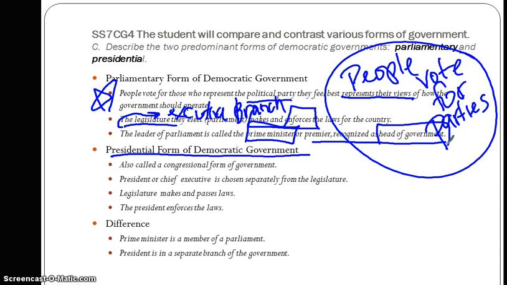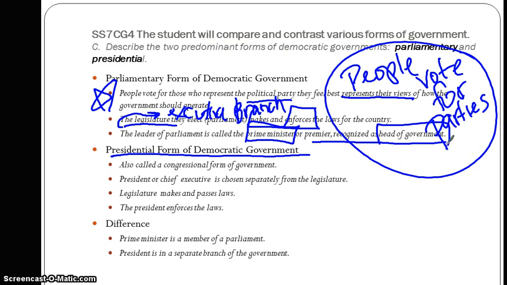There's one other thing that you need to know, so stay with me. The prime minister usually comes from the largest party in parliament. So whichever party during the election gets the most members usually gets to pick the prime minister. Okay? I know that's a lot of information. Write it down, take notes, review, listen to me again. You've got to know that.